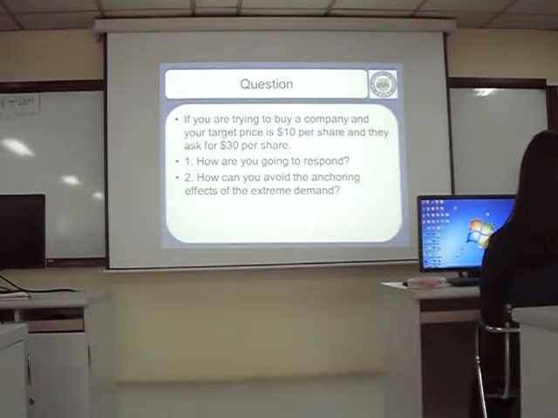So we have to try to avoid this. So discuss number two. How can you avoid the anchoring effect? If somebody makes this very extreme demand, they want to make the anchor around 30. How can you avoid it becoming an anchor? So discuss with your partner. You don't want to allow this to be an anchor. So how can you avoid it being an anchor?